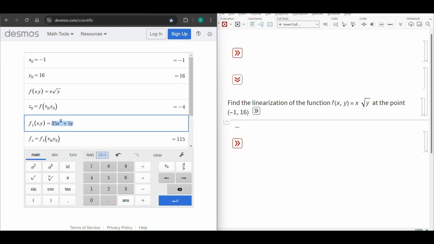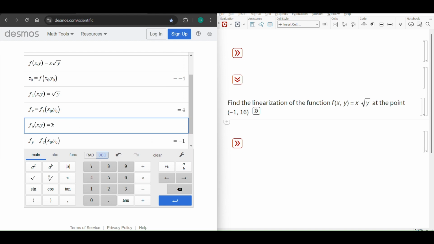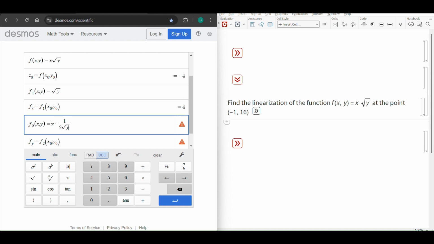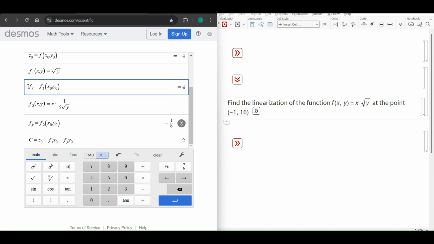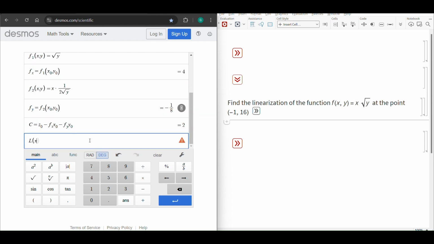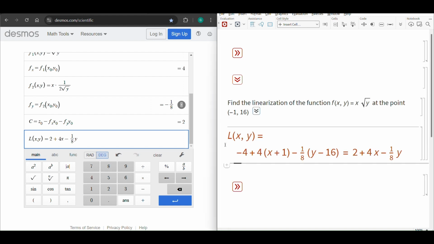We find the partial derivative with respect to x, which is going to be square root y. And look at that, we already have this partial derivative evaluated at the point in question without any extra work. Do the same thing here for the derivative with respect to y. It's going to be 1 over 2 square root y. And we've already had it evaluated. And look, now we have our partial derivative with respect to x, partial derivative with respect to y, and the constant. So we already have the answer. It's going to be z, in this case, equals 2 plus 4x minus 1/8 y. And that is the correct answer.